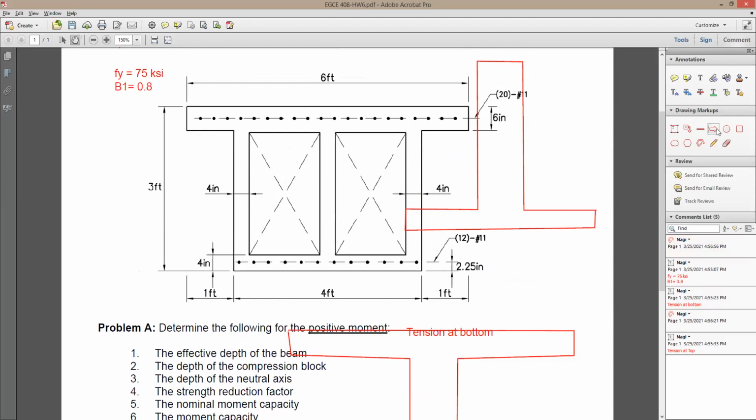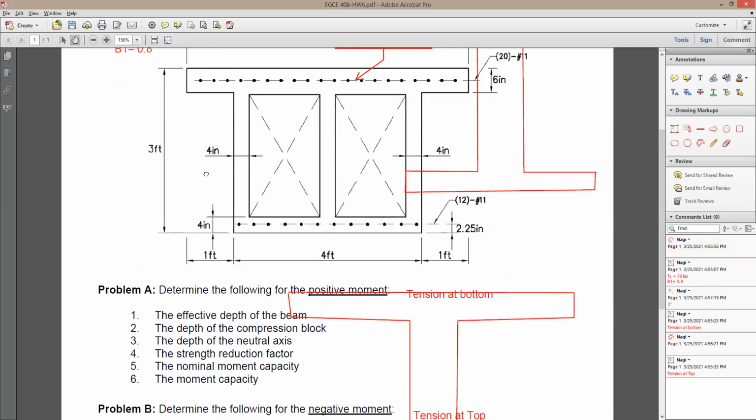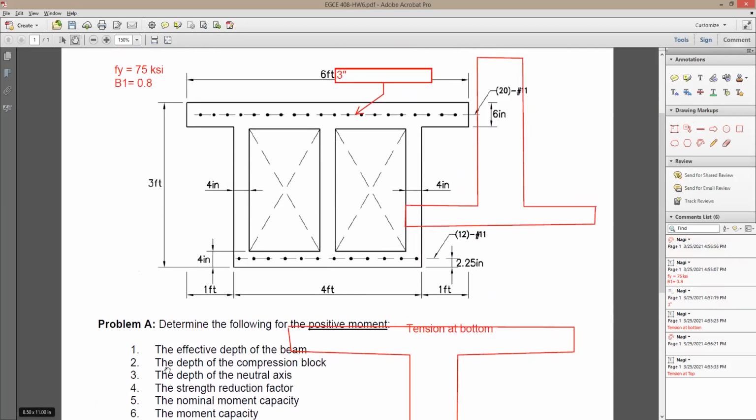Should I write a note here to you guys? I say here, this distance from here to there is gonna be 3 inches. But this distance is given at 2 1/4, so it is not really in the middle of the slab. You need to figure out the depth of the compression block.